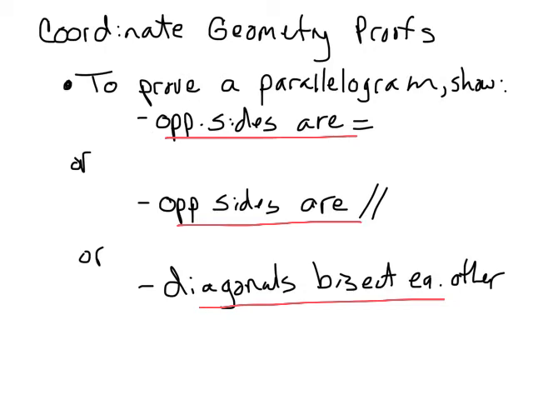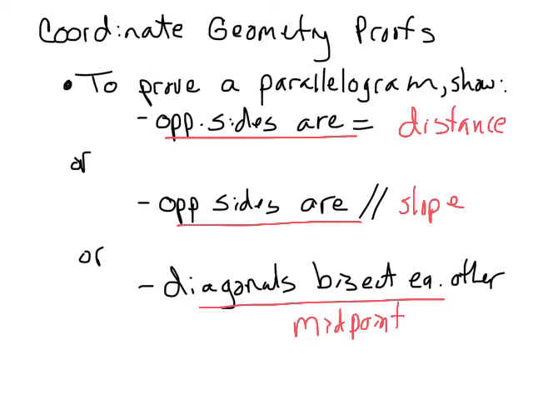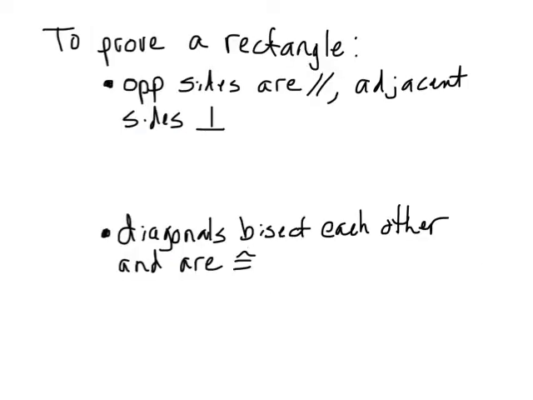If you like the distance formula, you would use the distance formula 4 times to show that opposite sides are equal. Or you could use the slope formula 4 times to show that opposite sides are parallel. To show that diagonals bisect each other, you use the midpoint, and that's the quickest calculation because it's just 2 of them. You find the diagonals, you find their midpoint. If they have the same midpoint, they bisect each other.